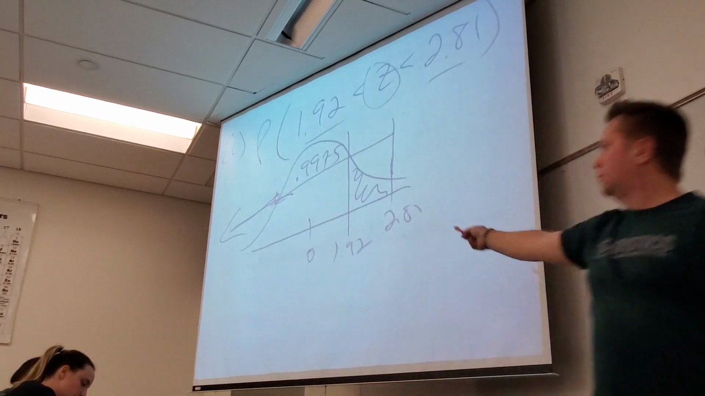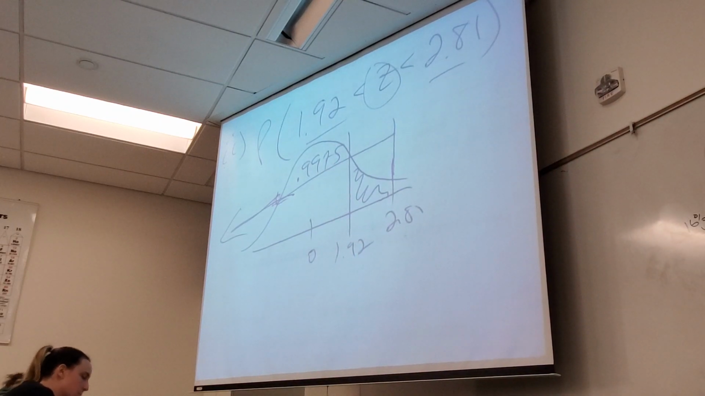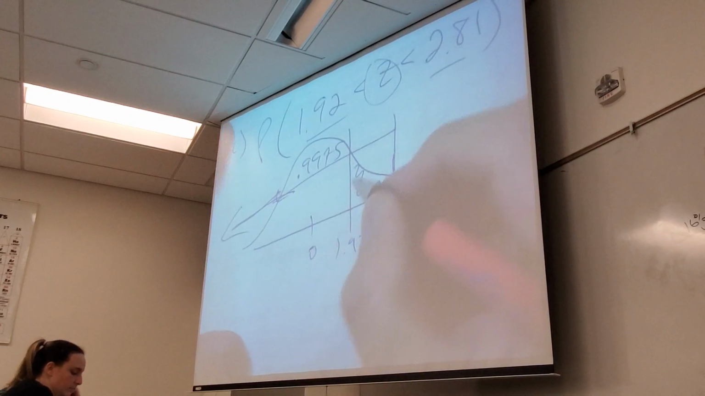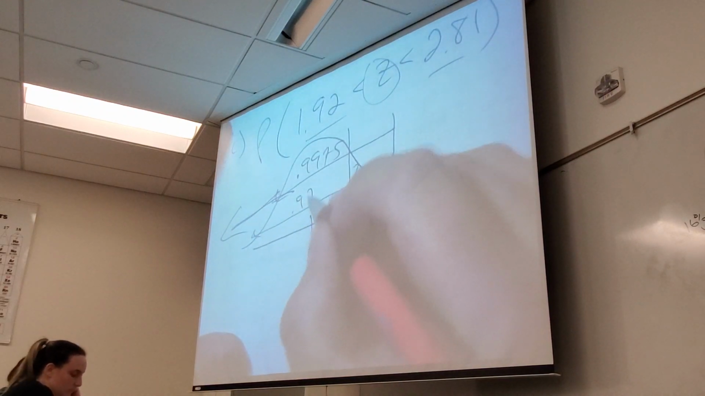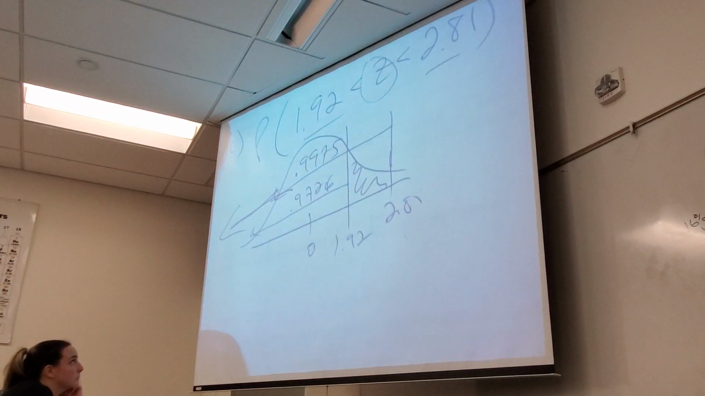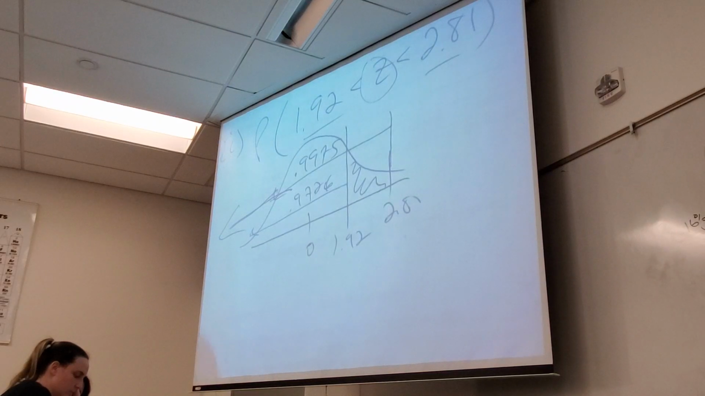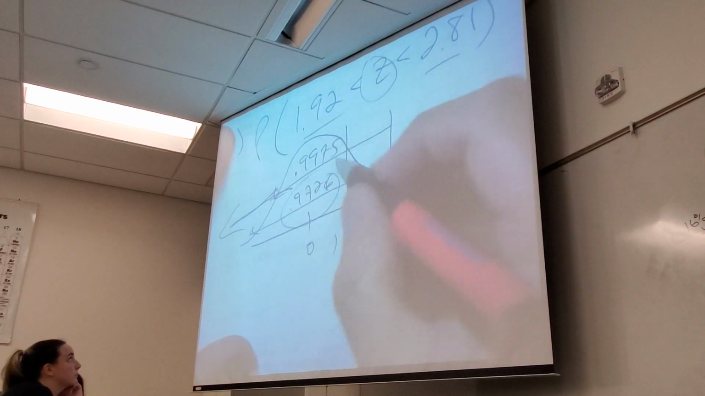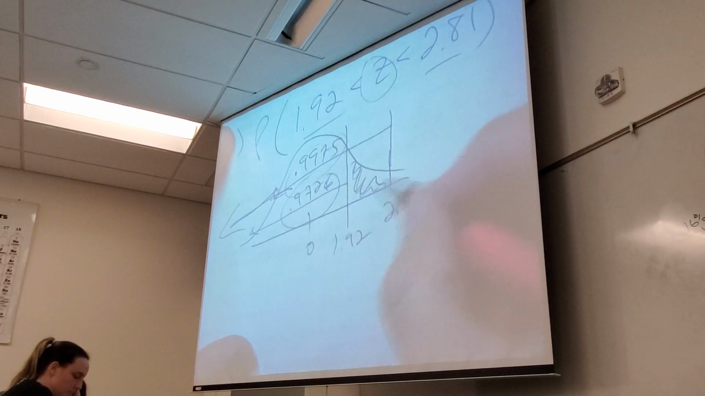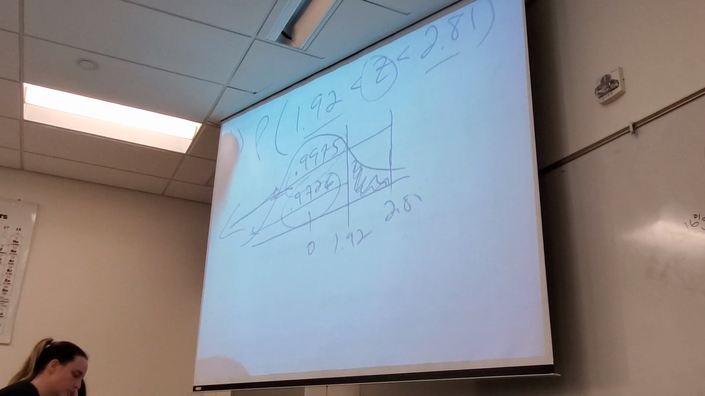So what is the area below 1.92? 0.9726. Do it again. 0.9726. So what you guys got? Good, okay. And then, if I subtract this from this, I'll be left with this. So sure enough, I get 0.0249. Is that what you get? Okay, thank God.